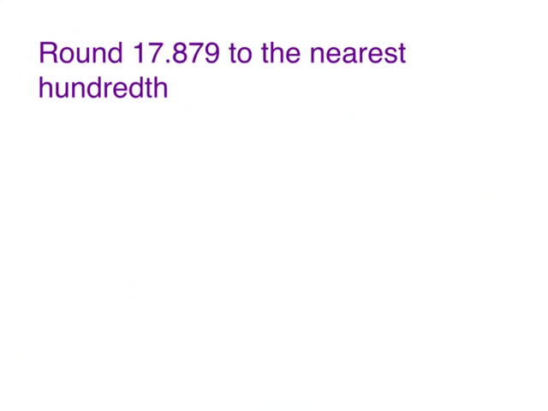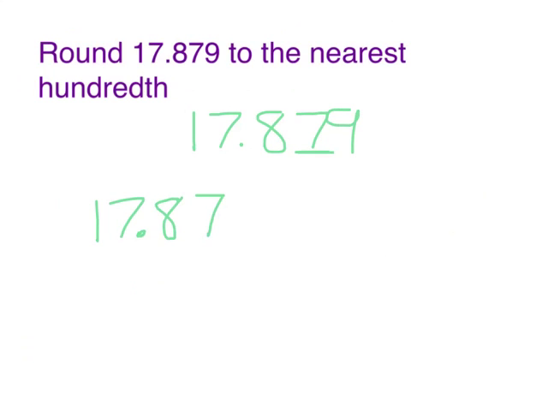Now you try an example. Round 17 and 879 thousandths to the nearest hundredth. You probably started out by finding that 17 and 879 thousandths has a 7 in the hundredths place. That means that it's between 17 and 87 hundredths and 17 and 88 hundredths.